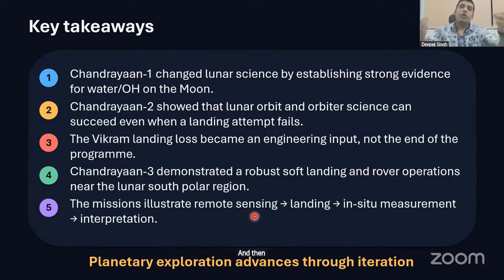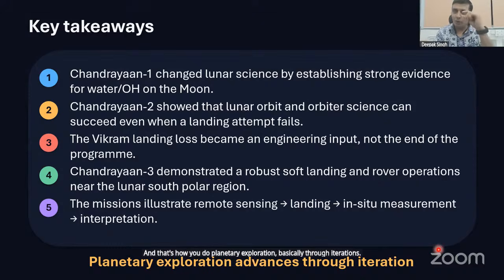And then we can connect all these things. That way we can get a better understanding of planetary science, planetary evolution, the evolution of the solar system, and all these things by taking a small step at a time. That's how you do planetary exploration, basically through iterations, small steps at a time.